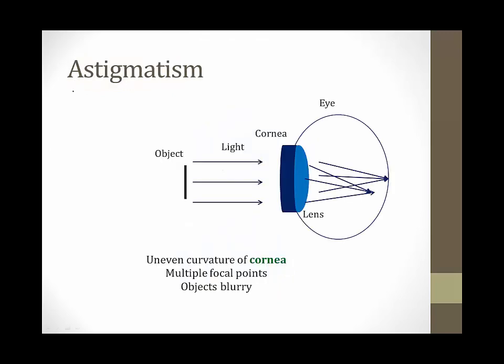The final refractive error that we'll discuss in this video is called astigmatism. This occurs when there is an uneven curvature of the cornea. Thus the cornea generates multiple focal points and objects become blurry.